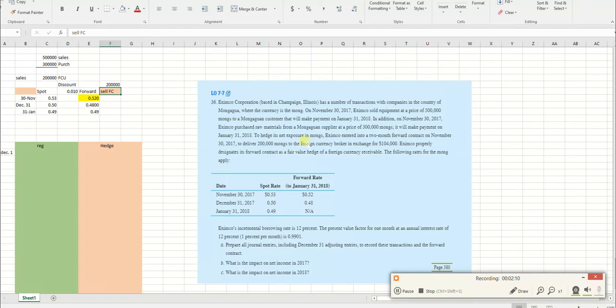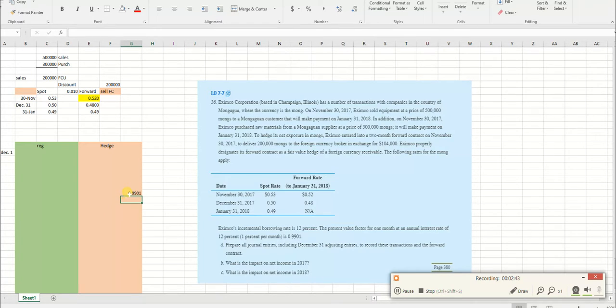To hedge the net exposure in Hmongs, they enter into a 2-month forward contract to deliver or sell 200,000 Hmongs to a foreign currency broker for 104,000. So I really wish they hadn't put that. So 200,000 times 0.52 is 104,000. They designate the contract as a fair value hedge of a foreign currency receivable because I have more receivables than payables. The following applies.